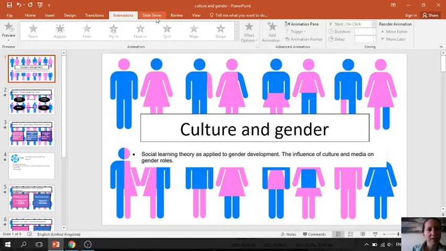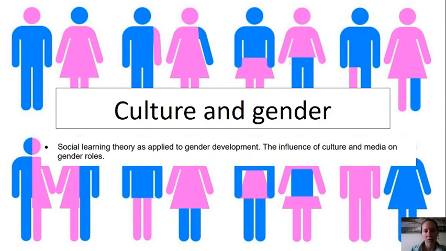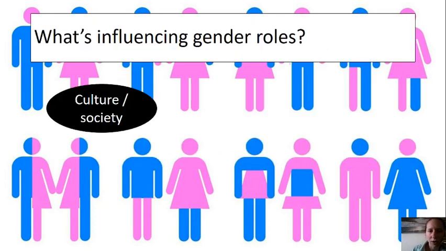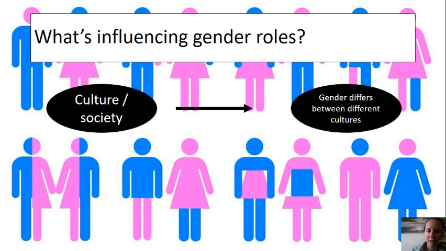Okay, this is AQA Psychology, and this is the topic of social learning as applied to gender development and the influence of culture in particular on gender roles. And first of all, why do we look at culture? So the reason is when we look at what's influencing gender roles, looking at how it differs between cultures is quite useful because it can tell us what's at the root of our gender role behaviour.